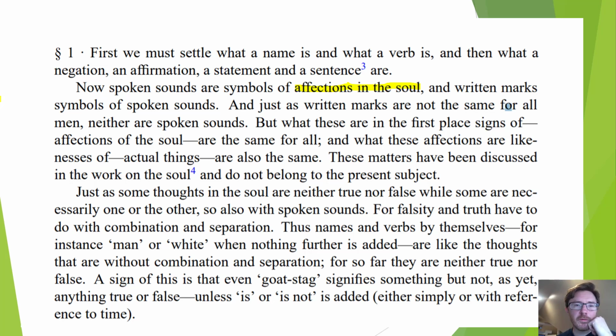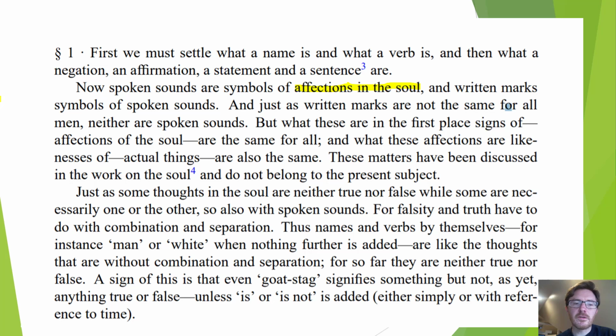He says, "These matters have been discussed in the work on the soul and do not belong to the present subject." Okay, so now I know if I want to know more about that, I go to the work on the soul, which is called On the Soul. "Just as some thoughts in the soul are neither true nor false, while some are necessarily one or the other, so with spoken sounds. For false and truth have to do with combination and separation. Thus, names and verbs by themselves, for instance, man or white, when nothing further is added, are like the thoughts that are without combination and separation. For so far, they are neither true nor false."